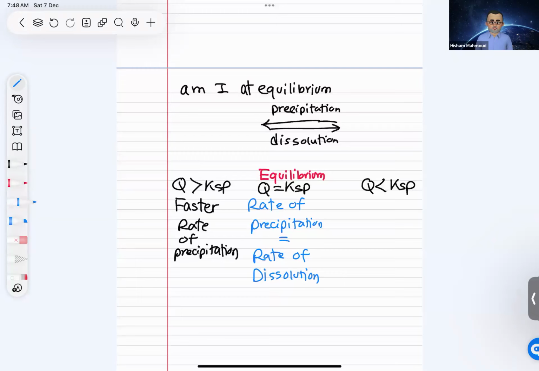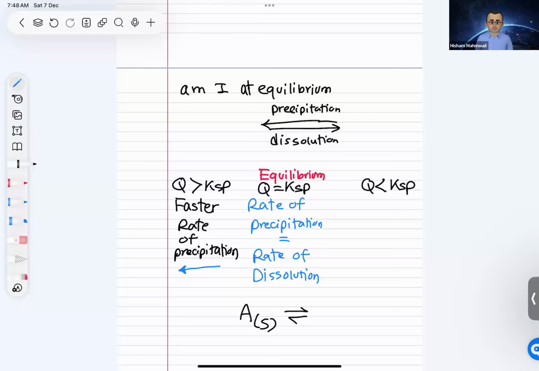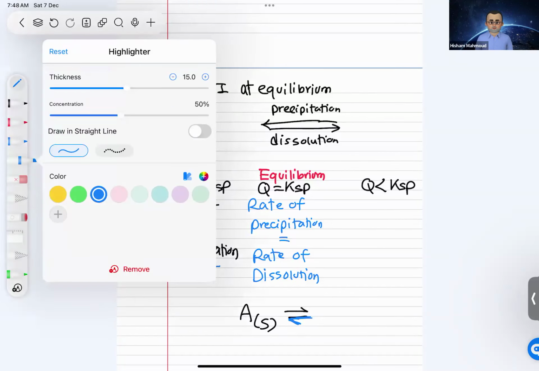So here you are moving more to the left, to the backward. So you are moving towards the precipitation more. Because here this is a solid, for example, and you are moving more towards the precipitation, towards the backward direction. So you are making more of the precipitate than you are making of the soluble.